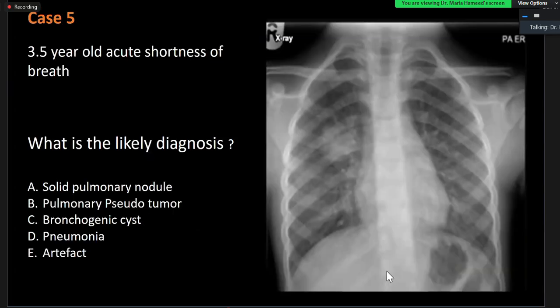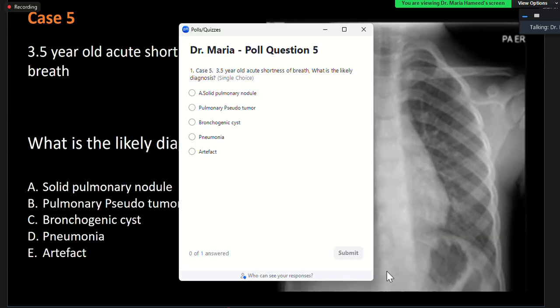So this is our case number 5. Here we are dealing with a 3.5-year-old patient presenting with acute shortness of breath, with a chest X-ray. So what is the likely diagnosis? Are we dealing with a solid pulmonary nodule? Is this a pseudotumor? Or are you thinking along the lines of a bronchogenic cyst? Is this pneumonia or artifact?